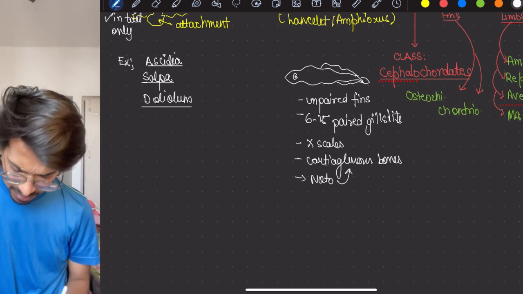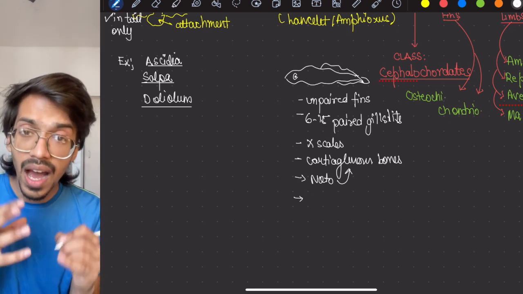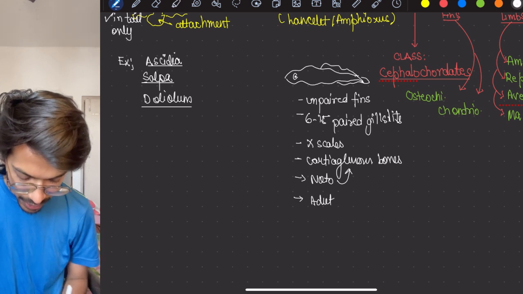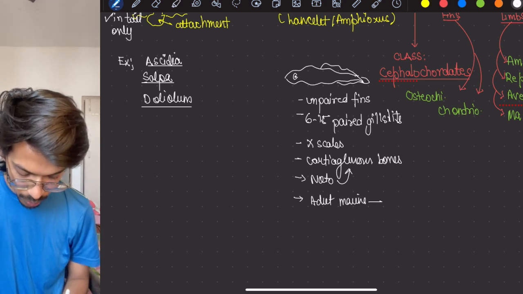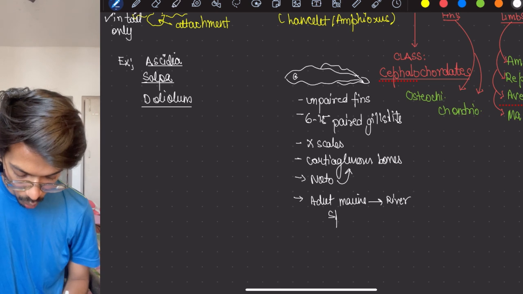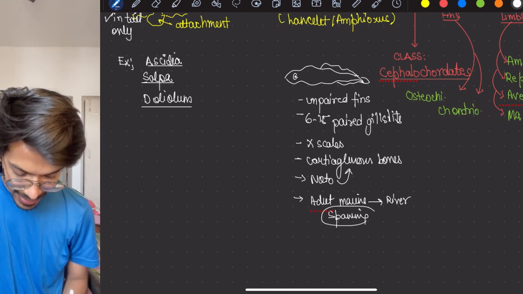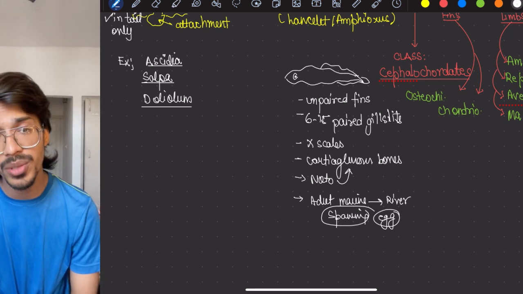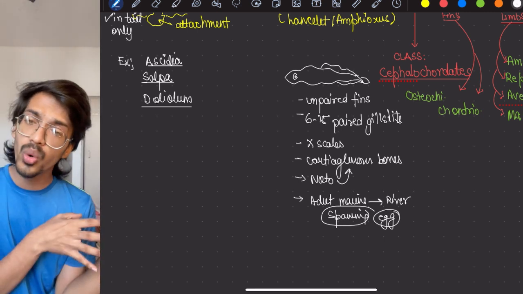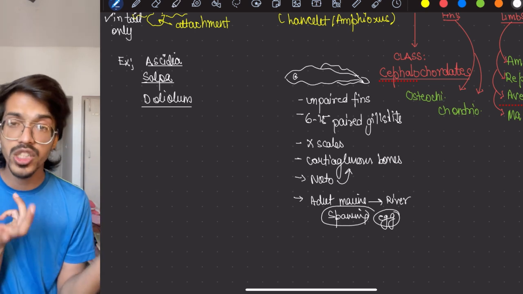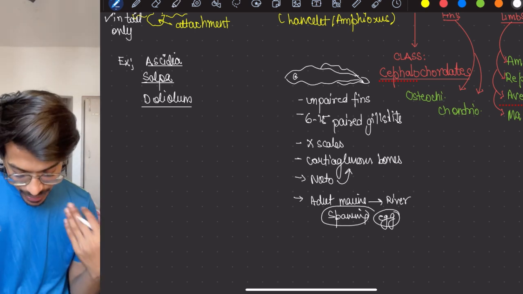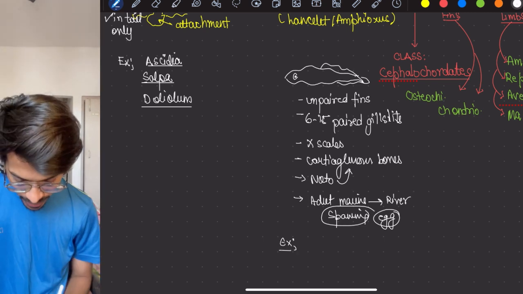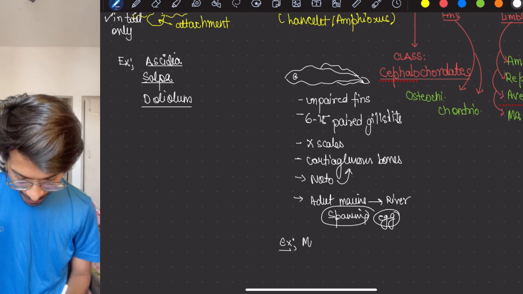Then a very important thing: they are marine as adults, but they go to the river for spawning, for making babies. Over there they spawn, give the eggs, and then die because of the change in osmolarity between river water and ocean water. Examples, just two: one is Myxine and one is hagfish.